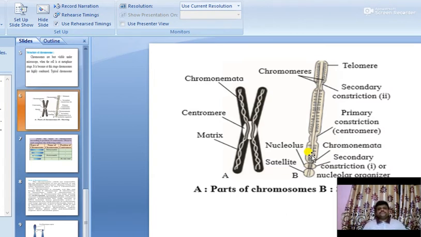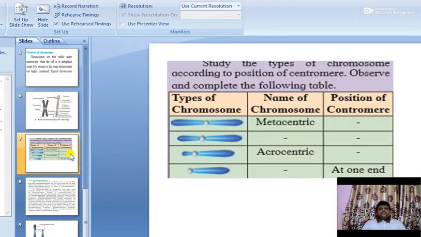Chromosomes are further classified into different types on the basis of the position of the centromere. The first type is metacentric. In this, the centromere is located at the center of the chromosome, and that chromosome appears V-shaped during anaphase.